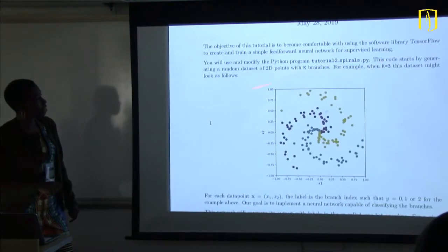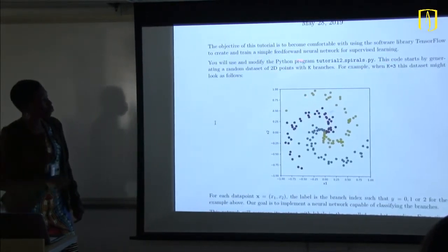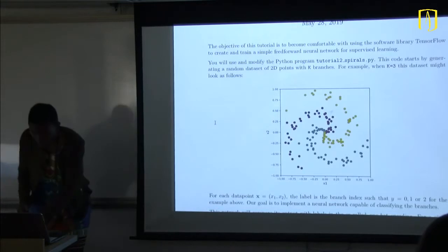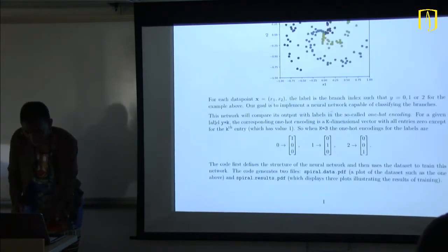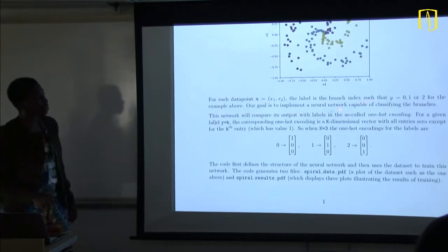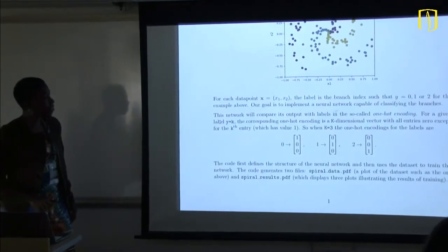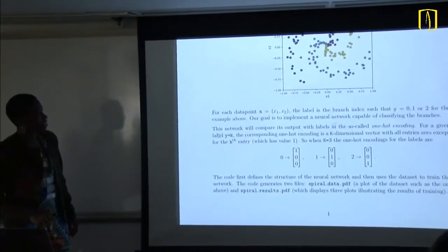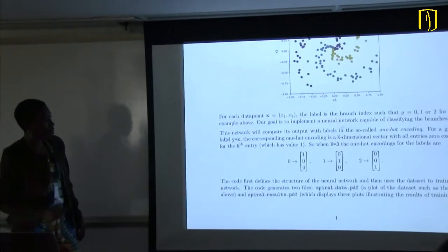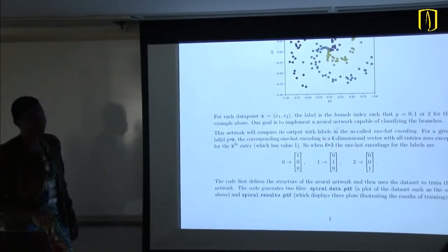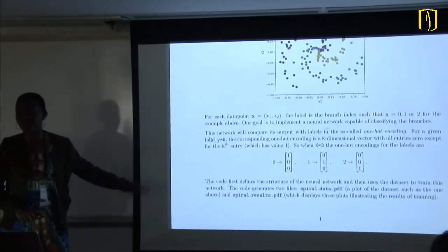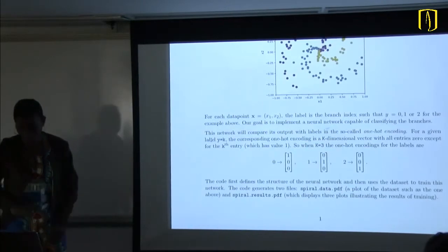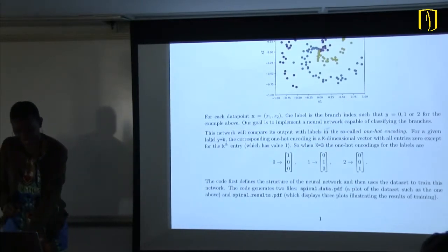There is a program in the folder tutorial 2 on the GitHub page called tutorial2_spiral.py, and the program starts by generating a random set of these 2D points with k branches. If k equals 3, you are going to have this kind of plot. Your goal is to classify the branches, and you will use the so-called one-hot encoding. Instead of having k equal to 0, 1, or 2, you are going to have this kind of encoding, and you will need to figure out why it's important in the tutorial. It's one of the questions. I will not tell you the answer now.